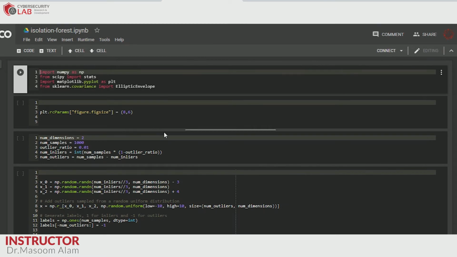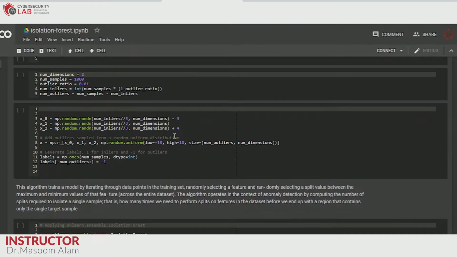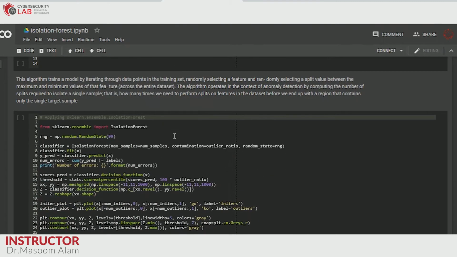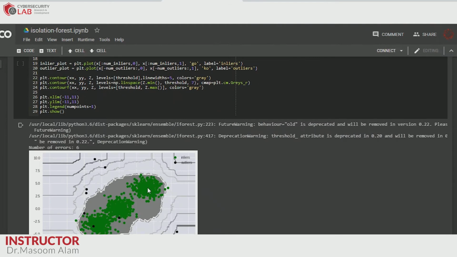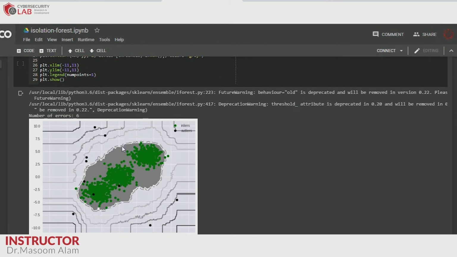Similarly, we have the isolation forest, another method of unsupervised machine learning, and it works very well if we have a normally distributed data set. So what we have done is that the number of errors is now 6 in the isolation forest. So the number of errors is reduced, which was 13 in the one-class SVM.